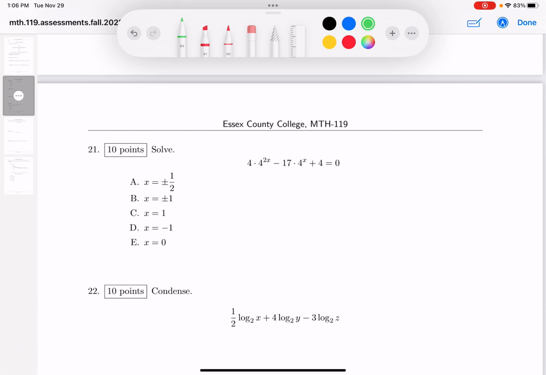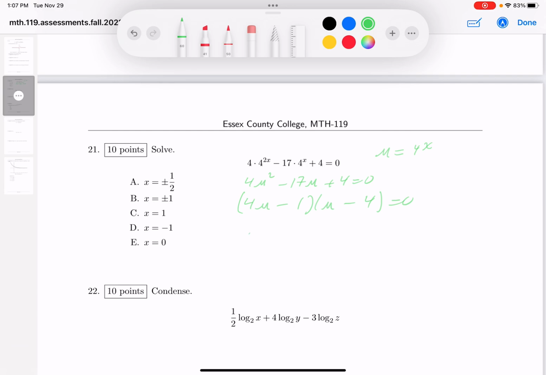Number 21, not so scary. Let's write this down. I'm going to make a substitution. I'm going to make u equal to 4 to the x. I'll write this as 4u squared minus 17u plus 4 equals 0. This looks like it's factorable. 4u and u looks like 4 and 1, minus, minus. Does that work? It does. It gives 4u squared minus 16u minus 1u is minus 17u, and you get plus 4.